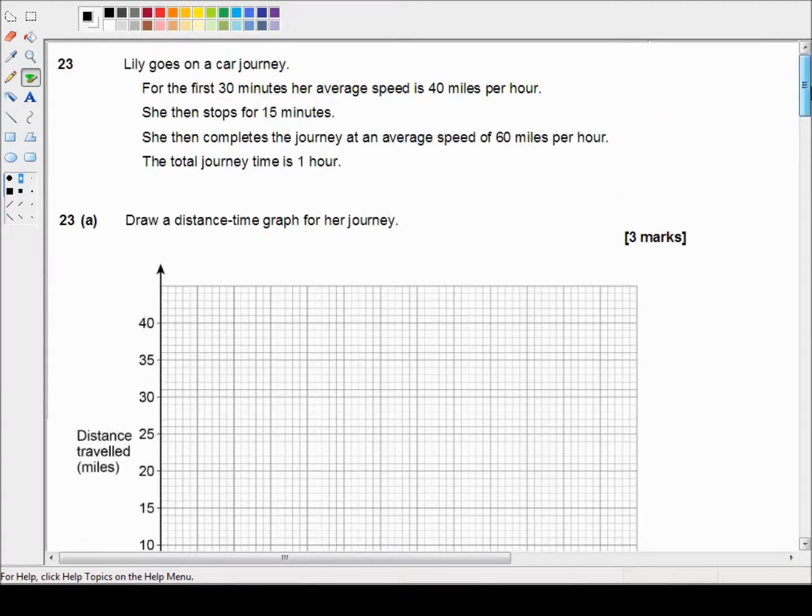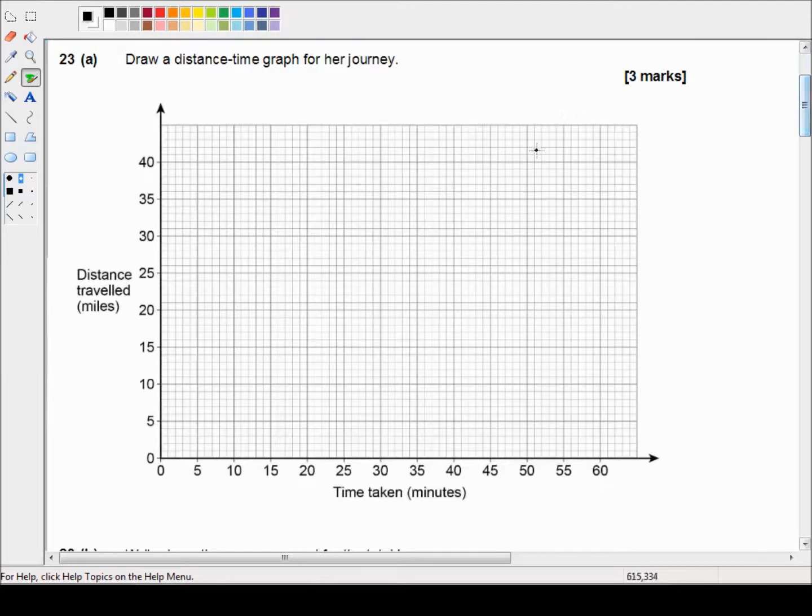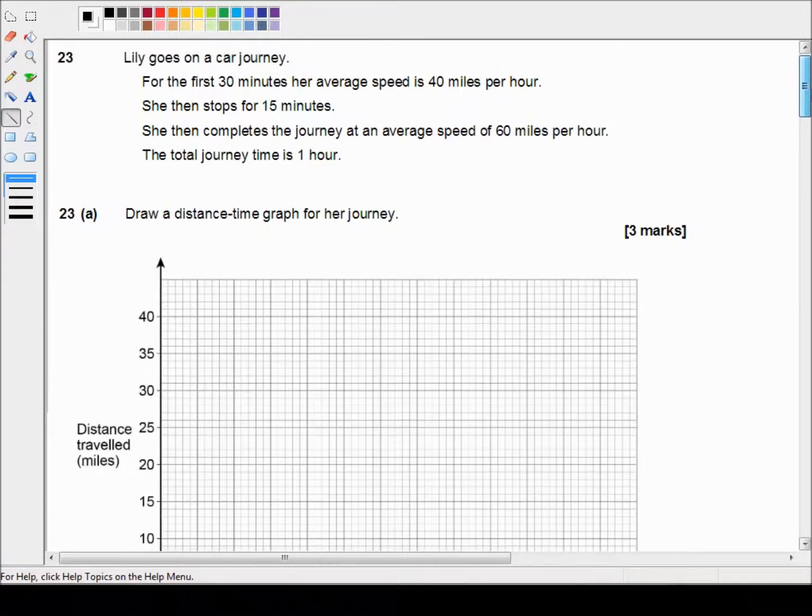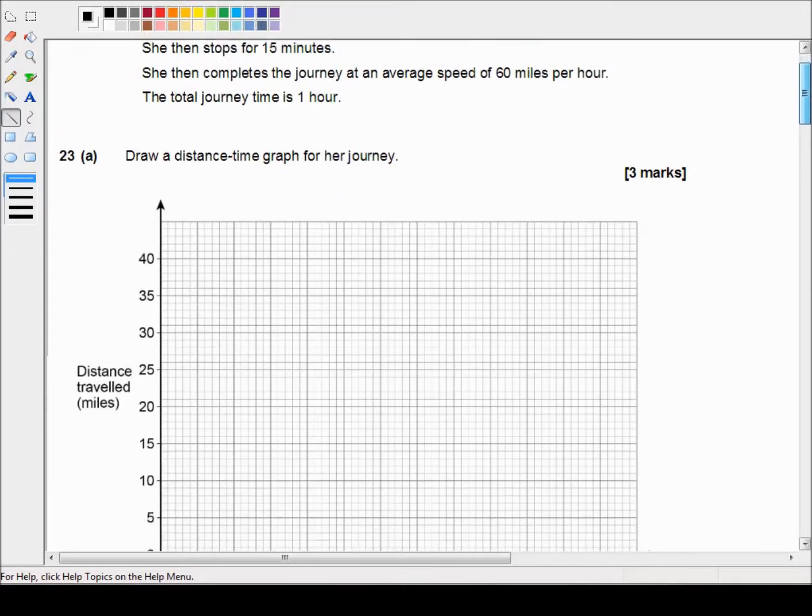Okay, so our first piece of information is for the first 30 minutes her average speed is 40 miles per hour. So technically we don't really know. We're going to have to draw a straight line because it's her average speed. It wouldn't really be a straight line. She'd be accelerating, decelerating. Her speed would actually change somewhat, but we can use a straight line to show that it's an average speed.